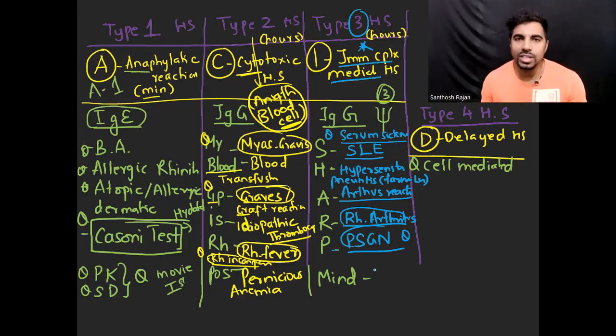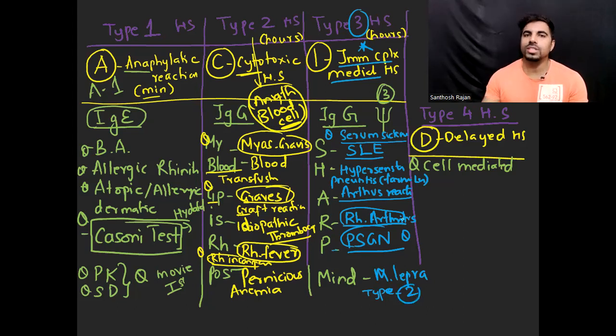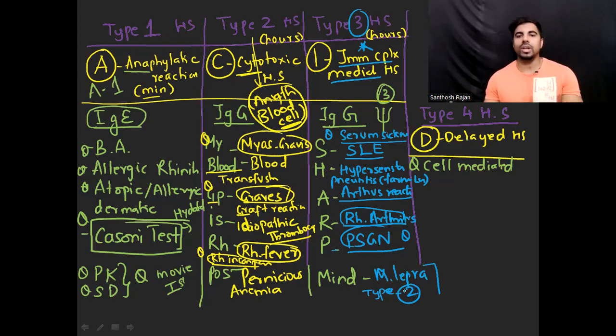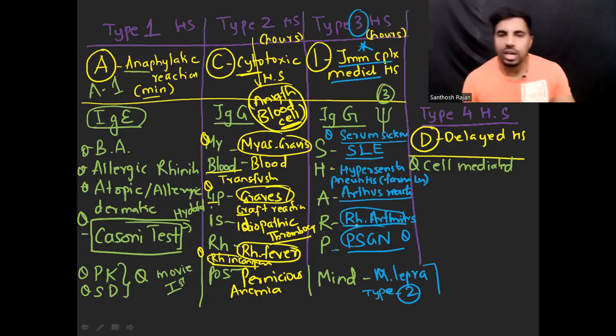And M stands for Mycobacterium leprae reaction. It's basically the lepra reaction type 2. It comes from type 2 reaction. Remember like that, 2 plus 3 is 5. I'll talk about the other one also, don't worry. Yeah, 2 plus 3 is 5, and 3 plus 2 is equal to 5. So Mycobacterium type 2 reaction, lepra reaction type 2. That's it. So SHARP mind is done.